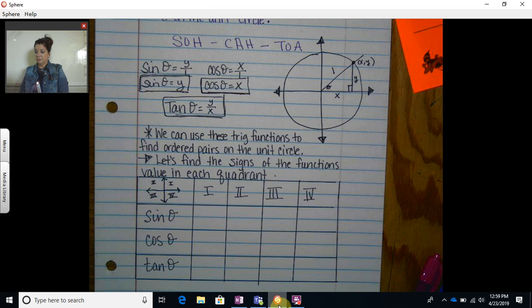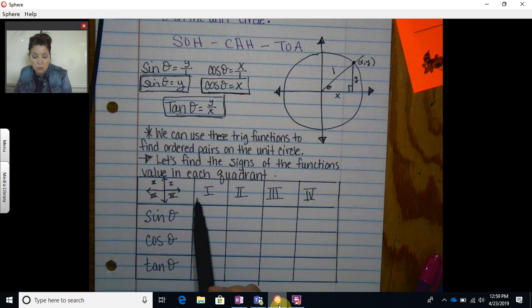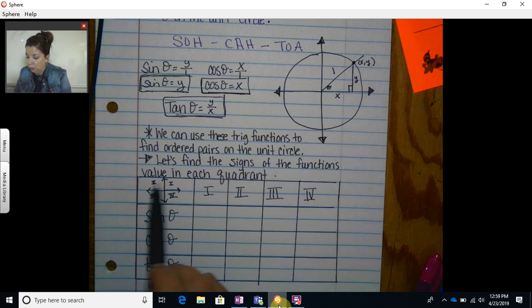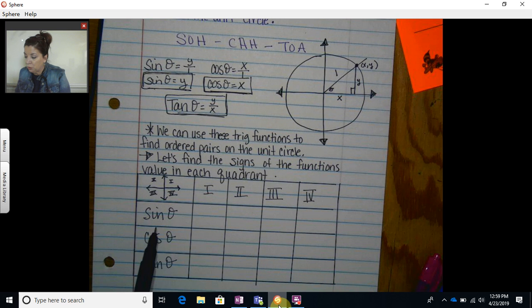All right, so sine of theta. I want to know what the sine of theta is in quadrant 1. Remember, when you have a graph, that upper right corner is quadrant 1, and it goes counterclockwise. So quadrant 1, 2, 3, 4, right? The sine of theta is referring to the y values in the first quadrant. Are the y values in the first quadrant positive or negative? Positive.